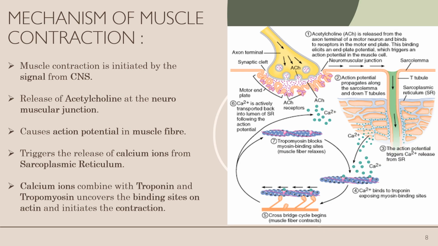Mechanism of muscle contraction. Muscle contraction is initiated by a signal from the central nervous system, CNS. Release of acetylcholine at the neuromuscular junction causes an action potential in the muscle fiber. This triggers the release of calcium ions from the sarcoplasmic reticulum. Calcium ions combine with troponin, and tropomyosin uncovers the binding sites on actin, initiating the contraction.